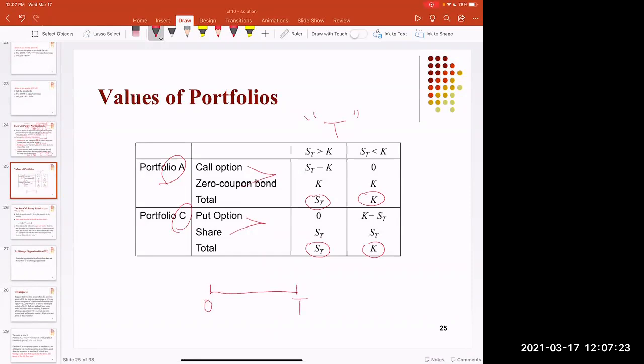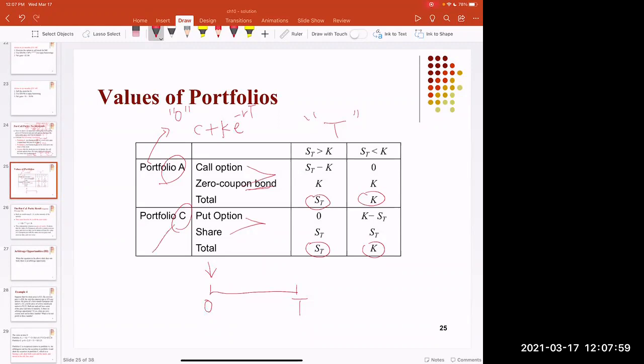If that's the case, we assume the value at time 0 is also the same. So what is the value, or the price, at time 0? We can calculate that. For portfolio A, at time 0, the value is C, which is the call price, plus the price of the zero coupon bond. We can discount K from T to 0, right? So that's the total value at time 0 for portfolio A.